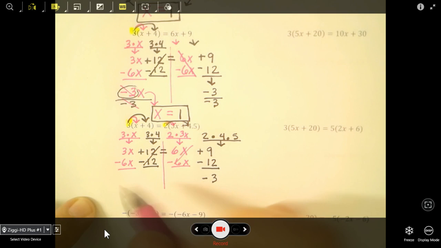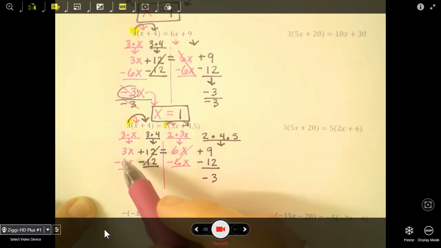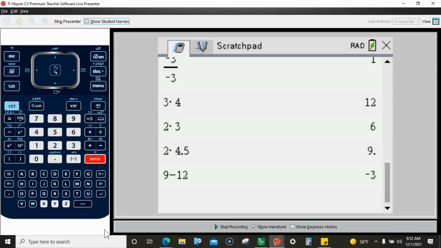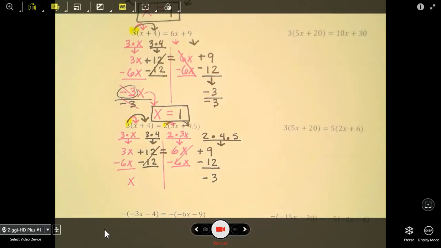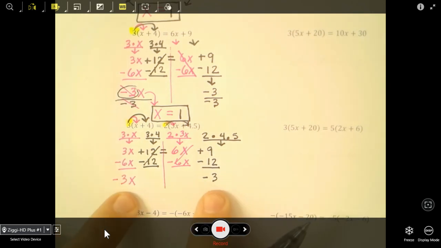And in this case, we're just going to write our x down, and then we're going to do our subtraction in our calculator. 3 minus 6. So 3 minus 6, that's going to give me negative 3. So I'm going to write negative 3 right here. And now we just have negative 3x, and on the other side of the equation, negative 3.